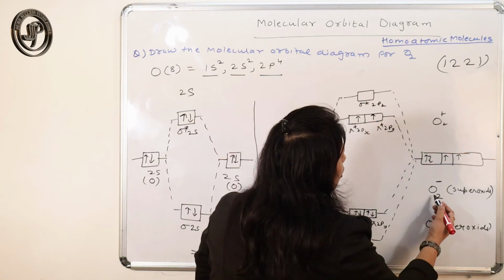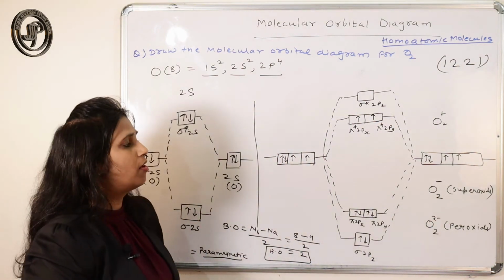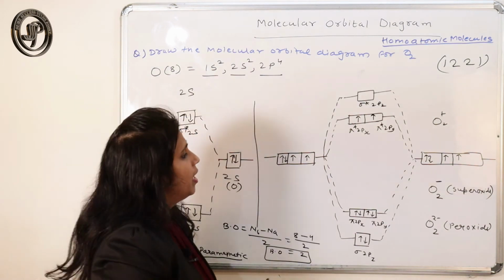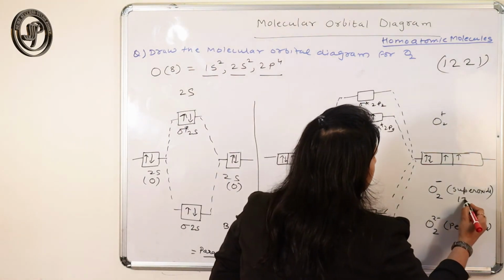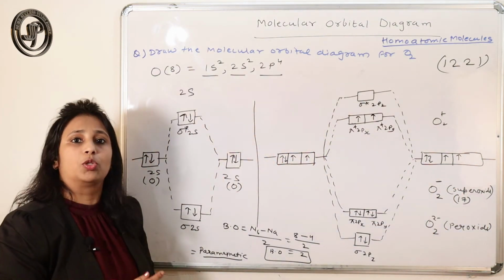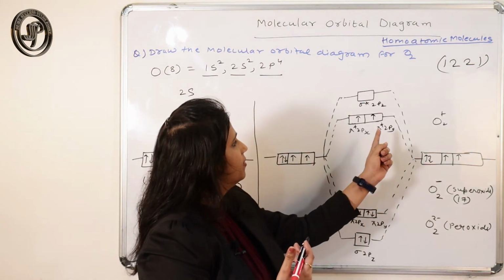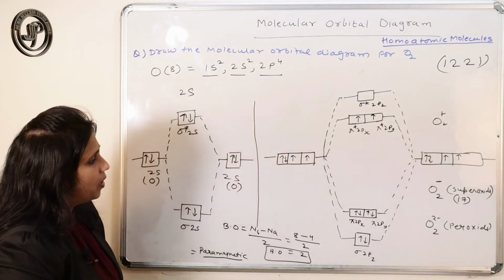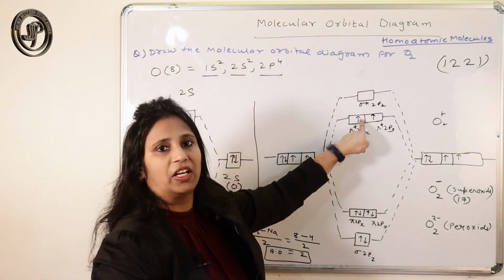So for O2 negative, what will you do if you are asked to draw the energy level? For that O2 negative, the number of electrons will not be 16, it would be 17. The number of electrons is 17, so one electron is more than in O2. So if one electron is added, what will happen? Here the one electron will come.